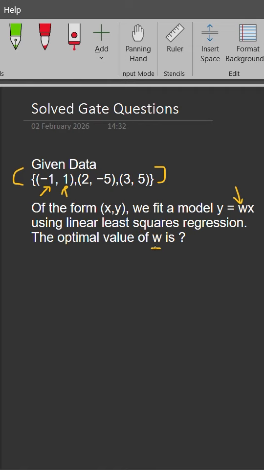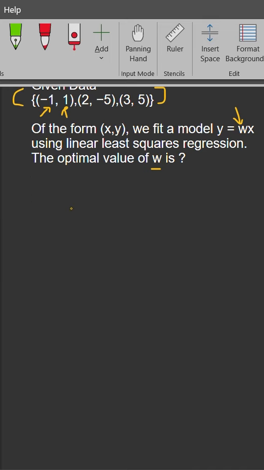Mostly in exams, when you encounter such a question, you'll mostly just be using a simple formula. But today we'll see, even if you do not remember the formula, how you can go about solving such questions. So first of all, since we have to optimize this w and since we are using linear least squares regression, the optimal value of w occurs when the loss function is minimized.